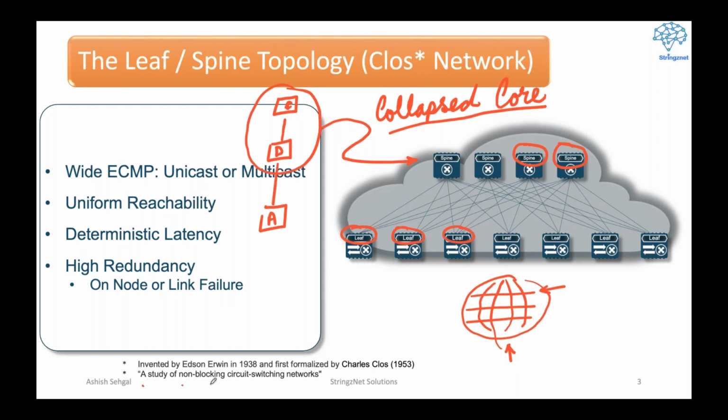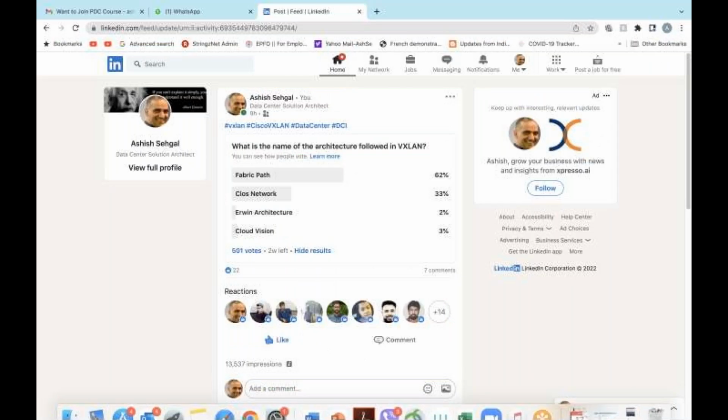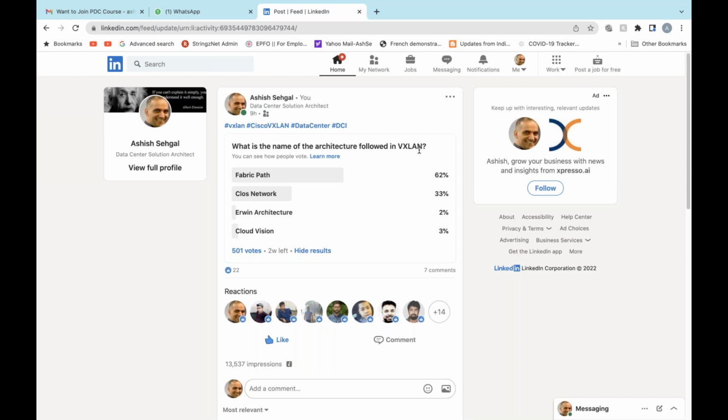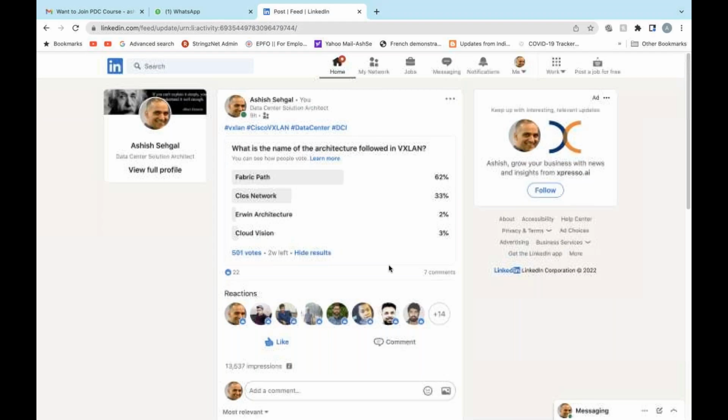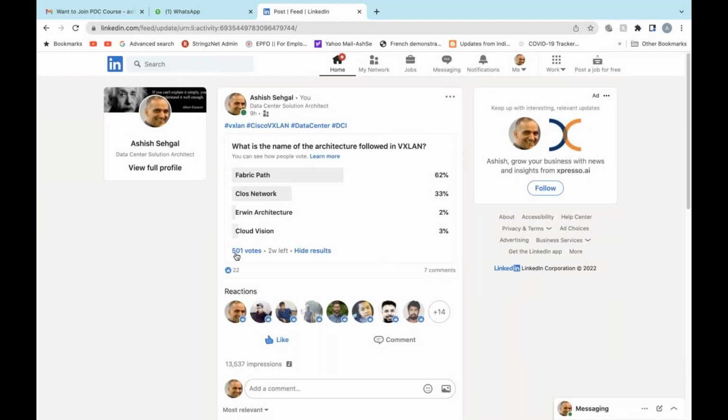Technically, they call it a non-blocking circuit switching network. So the answer to the question of the day, what is the name of the architecture followed in VXLAN, is Clos architecture. Now guys, you can click the correct answer. 500, and how many people answered? 501 I saw, right? Out of 501 votes, 33% correct, which means 150 people gave the correct answer. Around 300, I'm sorry guys, gave the incorrect answer.